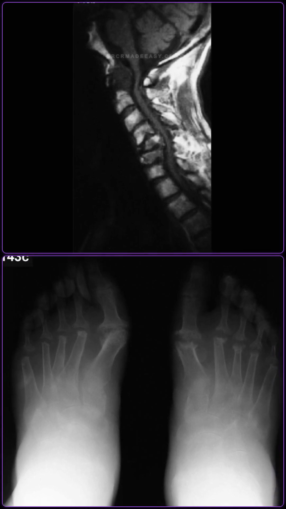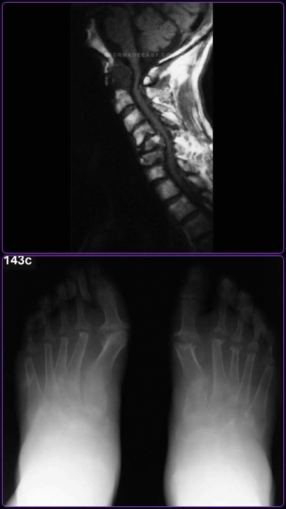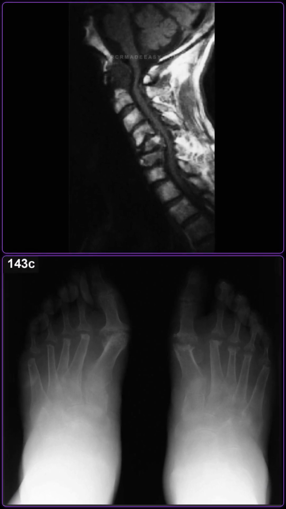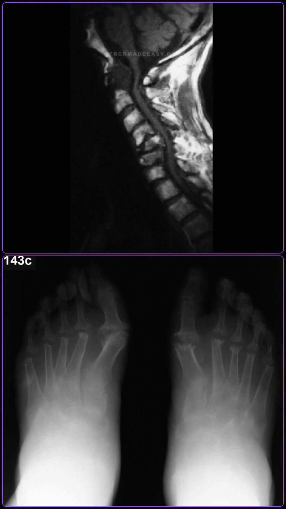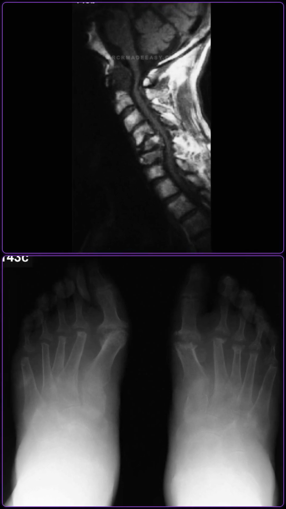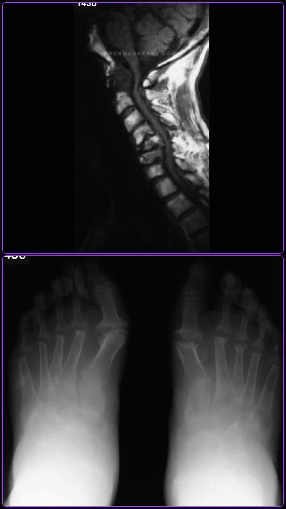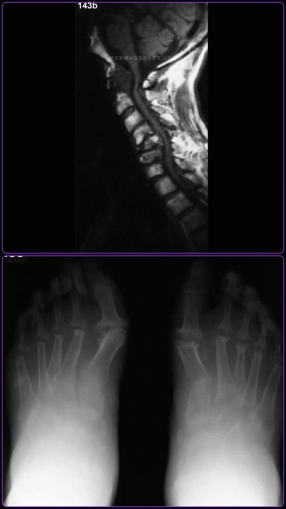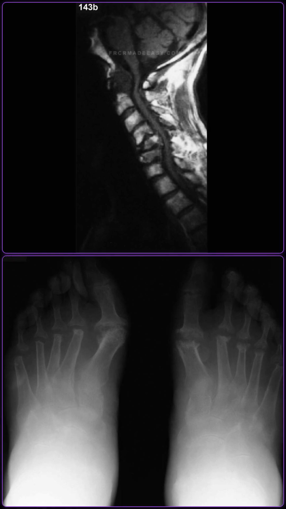Flexion and extension views are crucial because the instability is dynamic. The subluxation is typically maximum during flexion. Additionally, one must look for vertical subluxation, also known as cranial settling, where the odontoid peg migrates superiorly relative to McRae's line.